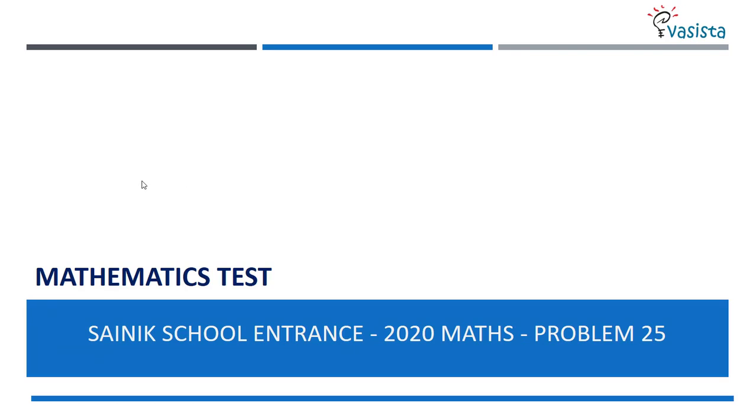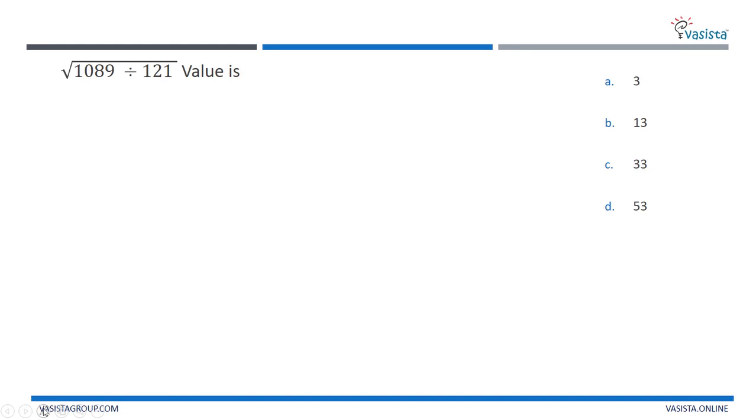Let me solve problem number 25 here. What they asked here is the square root of 1089 divided by 121. The value is what they have given, right? Now how to find it? So, 1089 divided by 121.